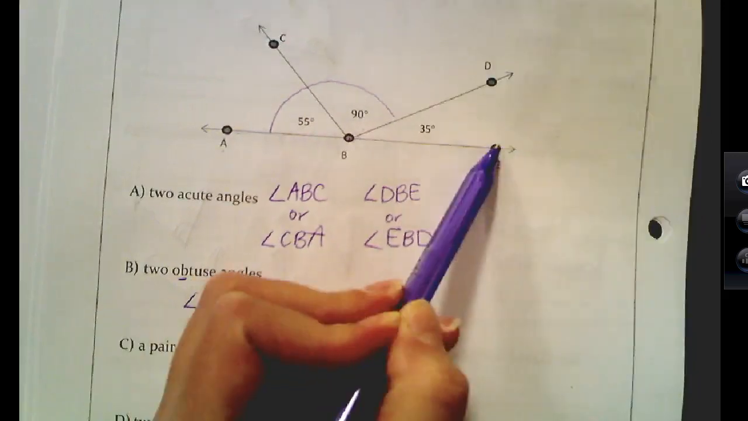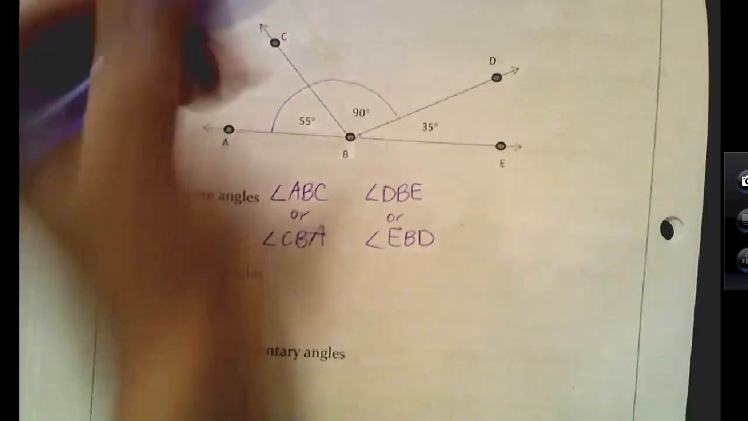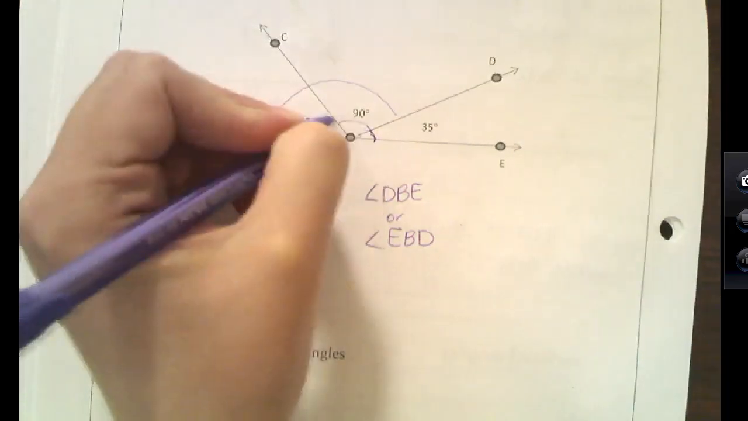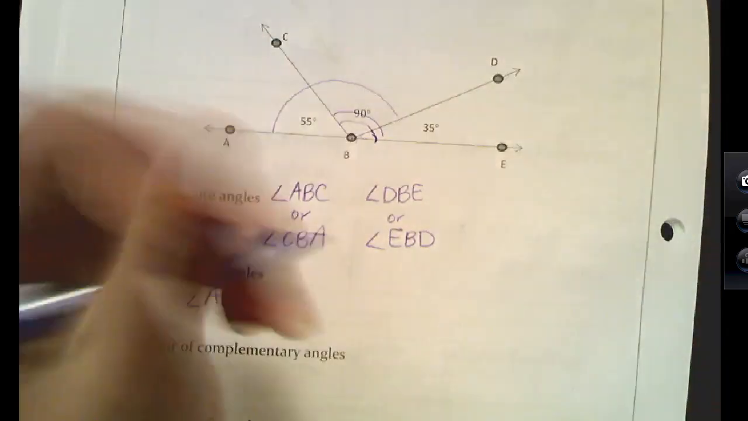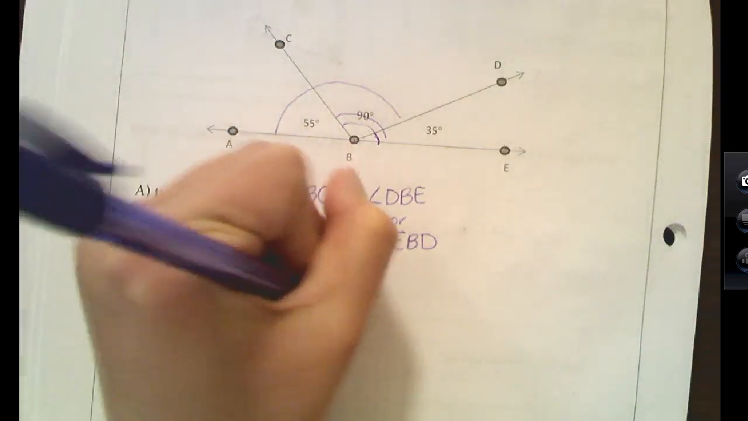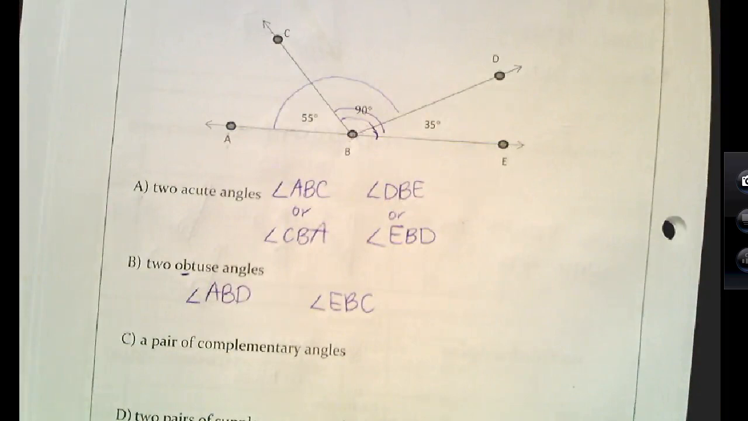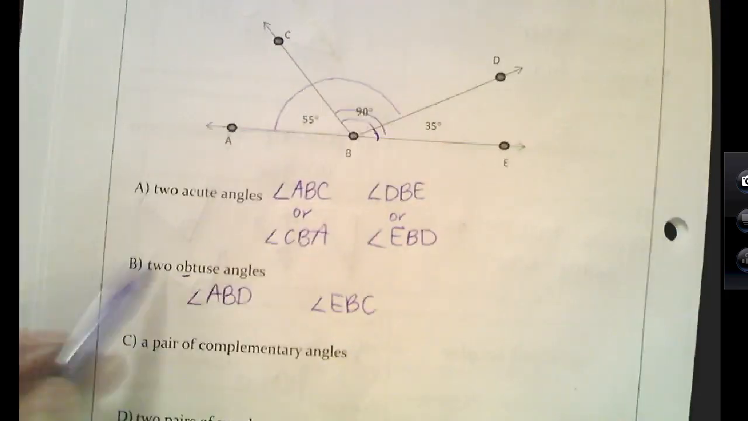EBC, very good. From E to B to C, that would be 35 degrees plus 90 degrees right here. That would be this big angle. So we could say angle EBC. Now, there are probably more, and you could also name those slightly differently, but we only have to list 2. So we're done.